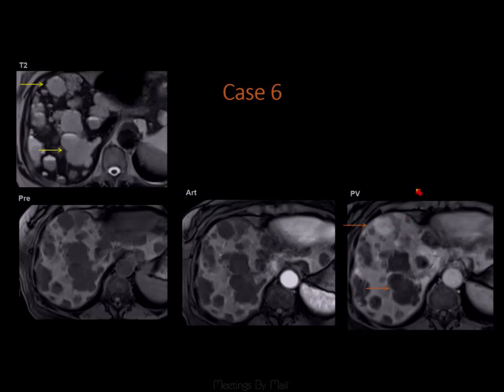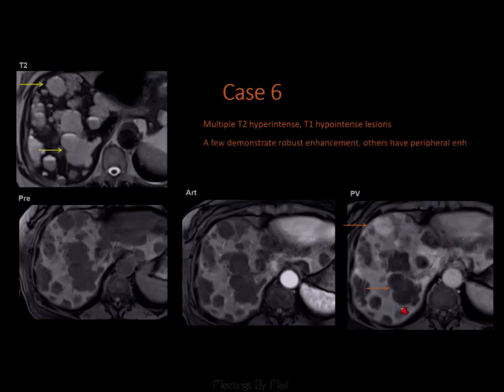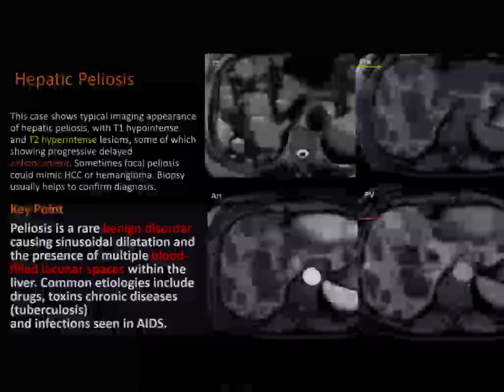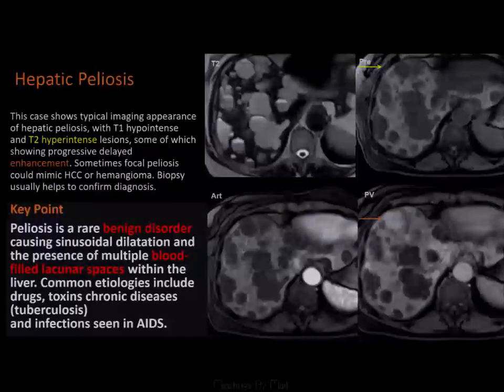Case number 6, here we have multiple T2 hyperintense, T1 hypointense lesions. You can see some of these have intense enhancement, others have kind of peripheral enhancement. They are irregularly shaped. This is a case of hepatic peliosis, and this is a benign disorder due to multiple blood-filled lacunar spaces. They can be seen in the setting of TB and AIDS.